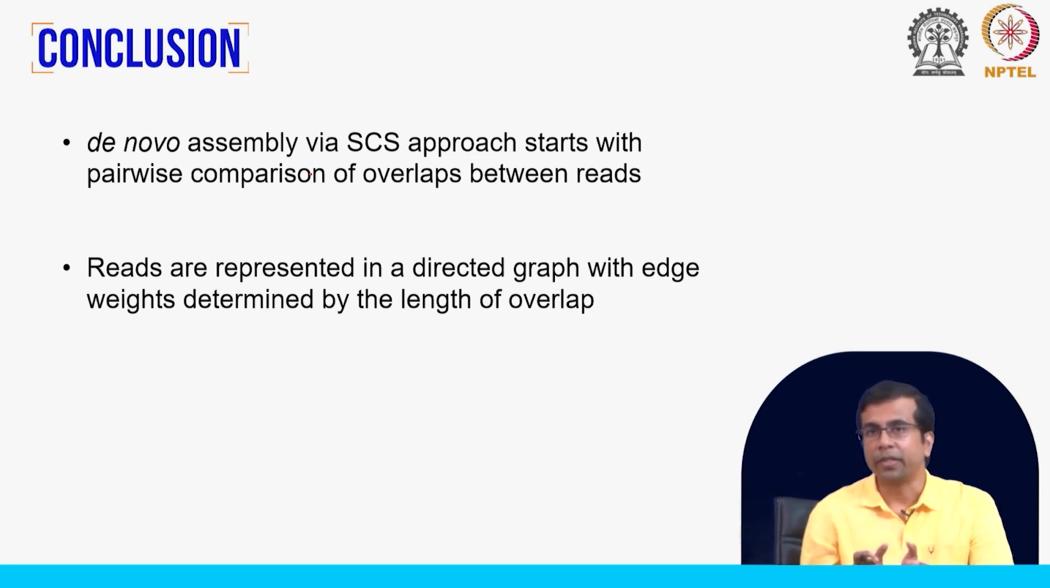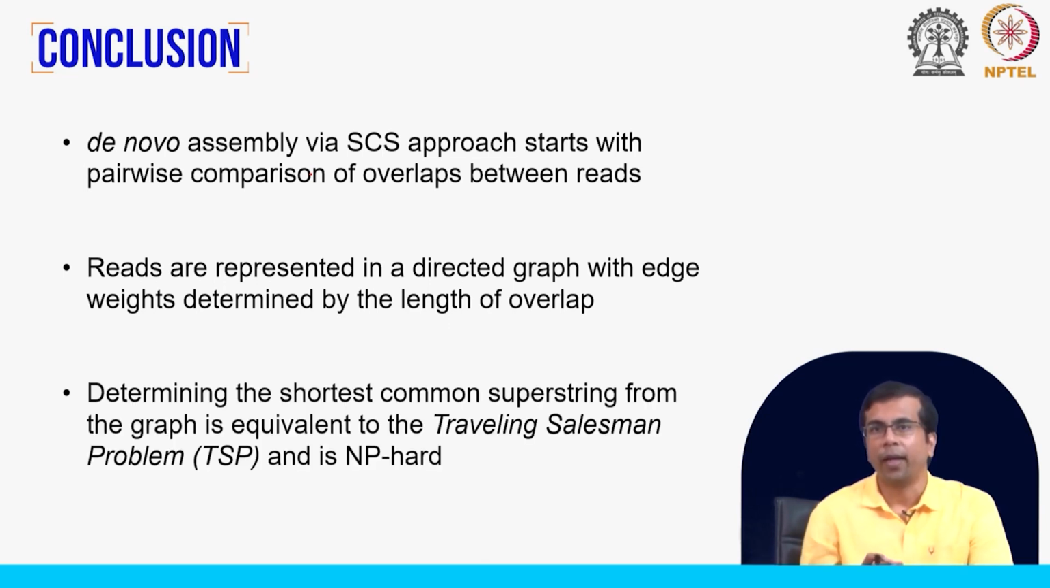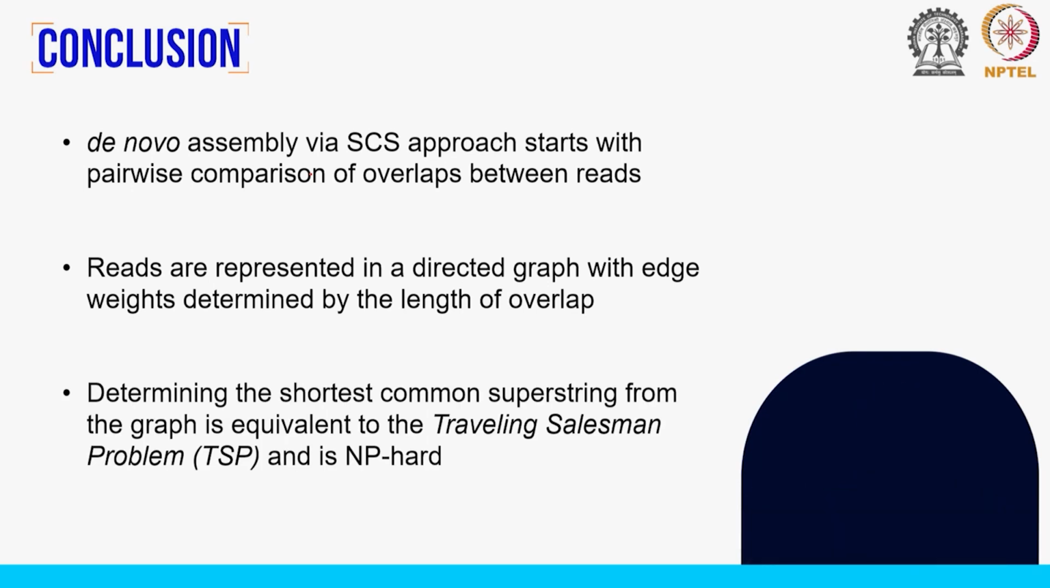Reads are then represented in a directed graph with edge weights, determined by the length of the overlap. The direction is also determined based on the overlap region: whether the overlap is in the suffix or the prefix determines the direction of the arrows. And finally, we have discussed that determining the shortest common superstring from the graph is equivalent to the traveling salesman problem and is an NP hard problem.